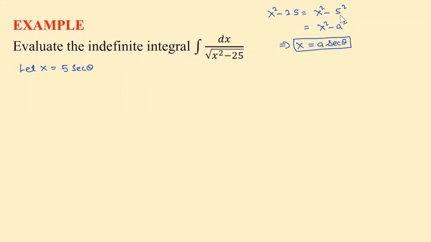Then if we find the derivative, dx is equal to 5, a constant, times the derivative of secant theta, which is secant theta tangent theta. Also, you can note that this can be written as secant theta equal to x over 5, or you can also write this as cosine theta equal to 5 over x. Now, using this information, we are going to create the right triangle.